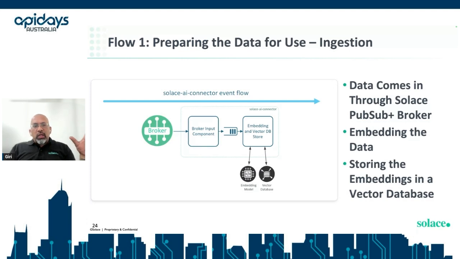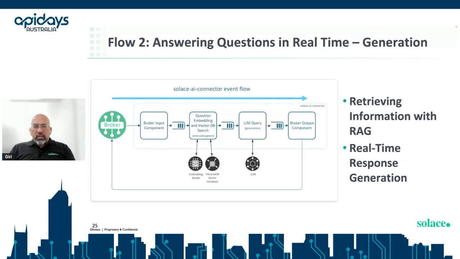Now, diving deeper, it has two key flows. The first one is ingestion, preparing the data for use. We're talking about the use of RAG here, right? So data comes through the Solace PubSub+ broker, and we embed the data, basically derive the value information and store the embeddings in a vector database, right? This is the data ingestion part. Solace AI Connector retrieves the events from the broker and updates the embeddings in a vector database.